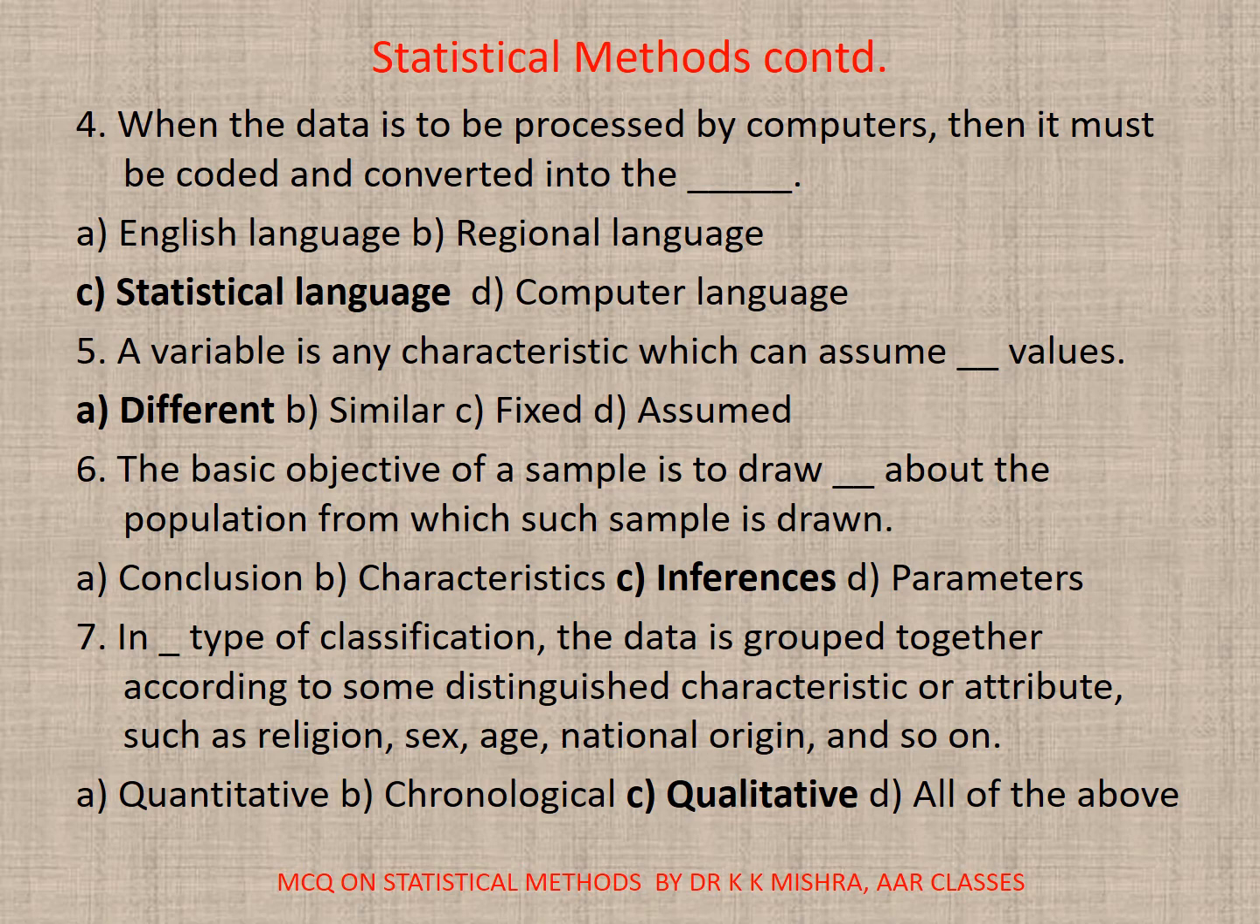5. A variable is any characteristic which can assume dash values: A. Different, B. Similar, C. Fixed, D. Assumed. Correct option is A. Different.